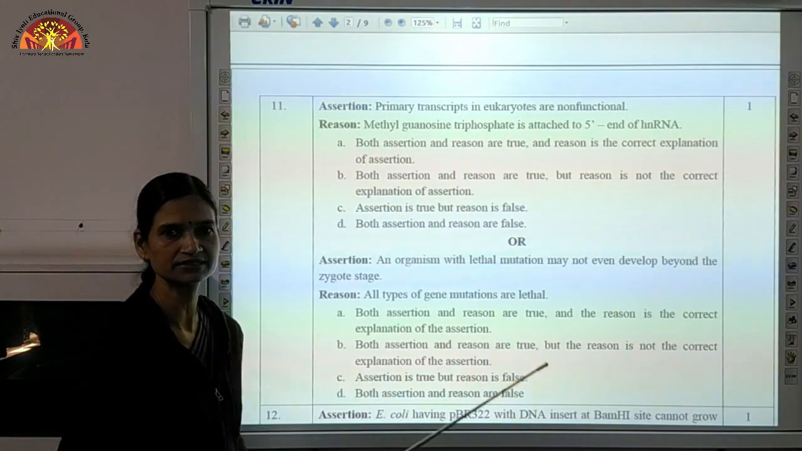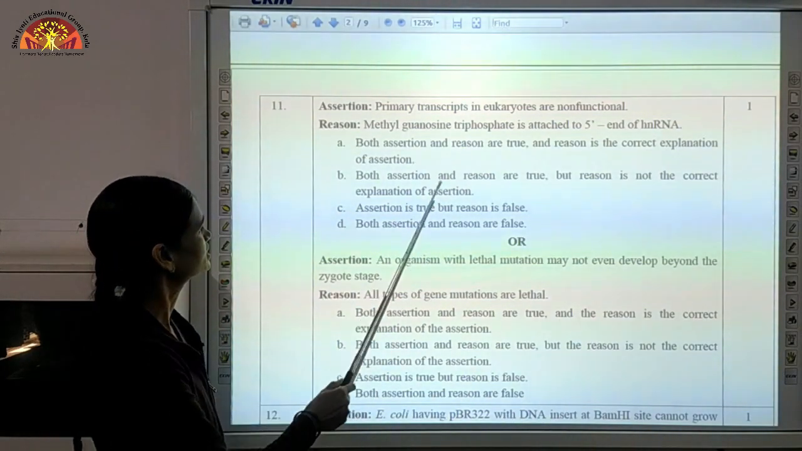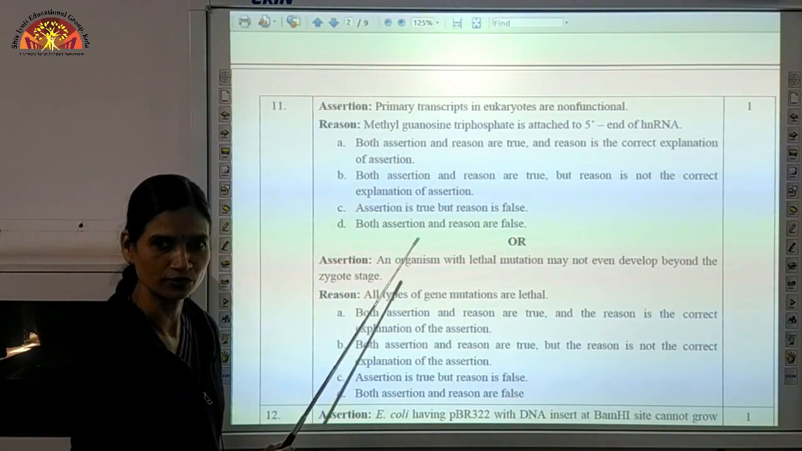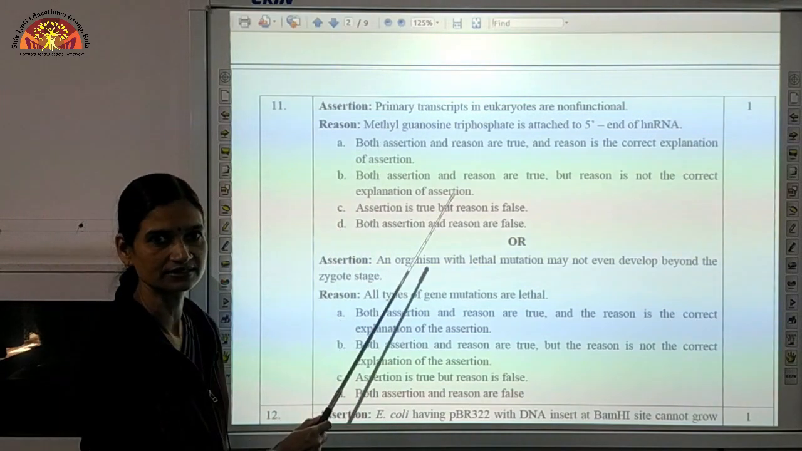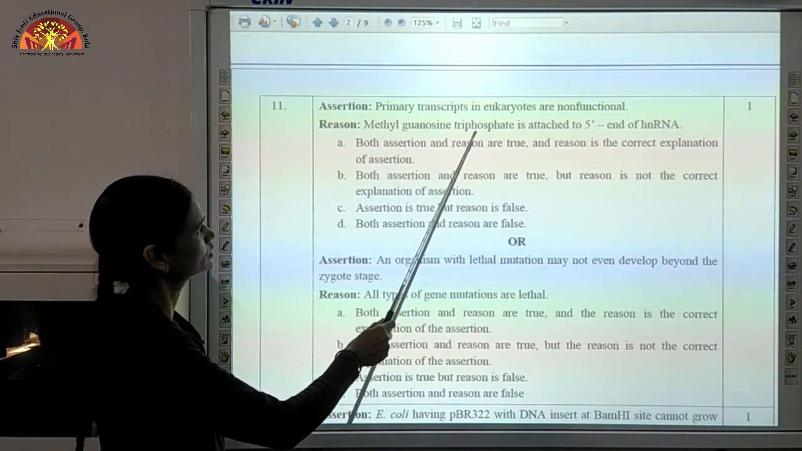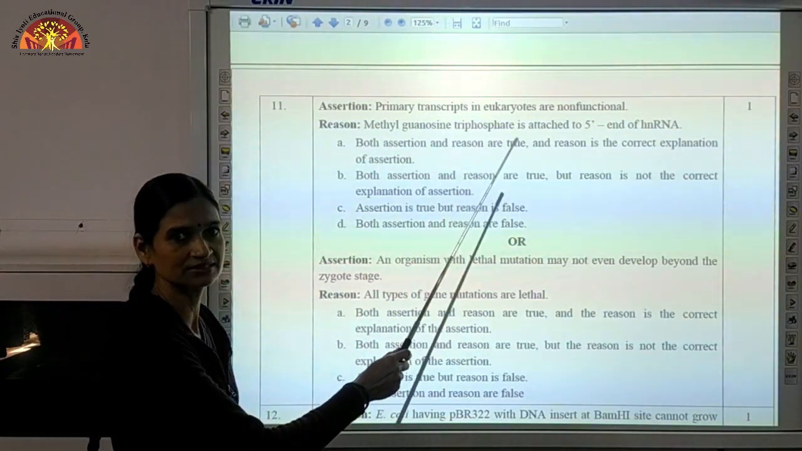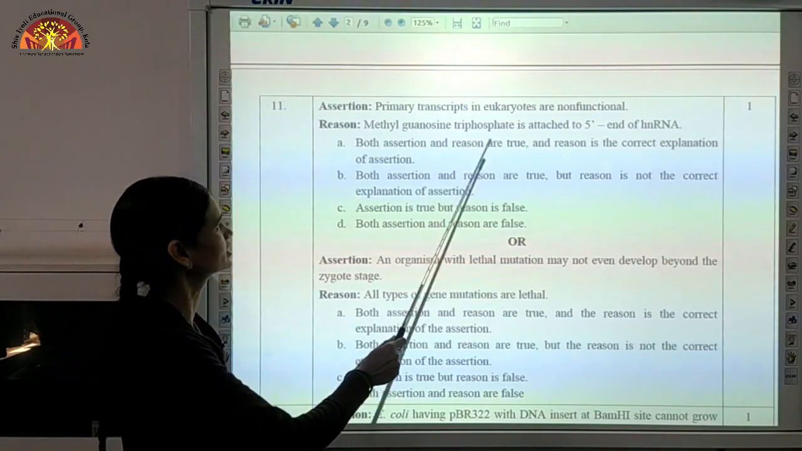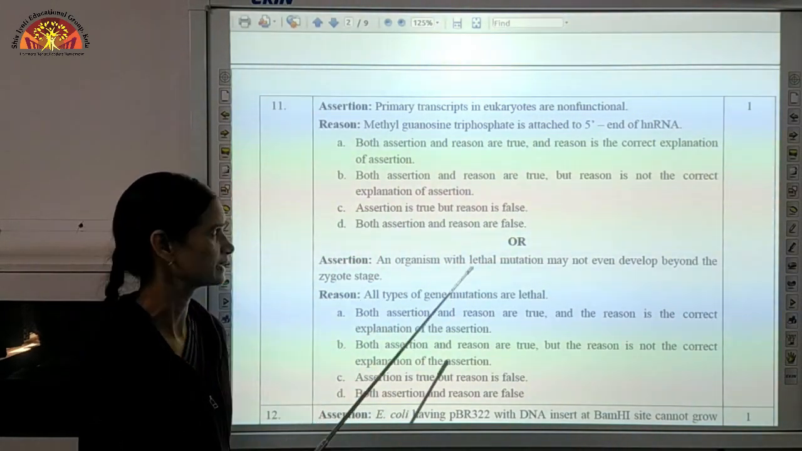So these 2 statements are given. On the basis of reading these statements, you have to read these 4 alternatives and choose your answer accordingly. Suppose A, both assertion and reason are true. That means both the sentences are true and the reason given is correct for statement 1. If the reason given is the correct explanation for the assertion, then your choice will be A.